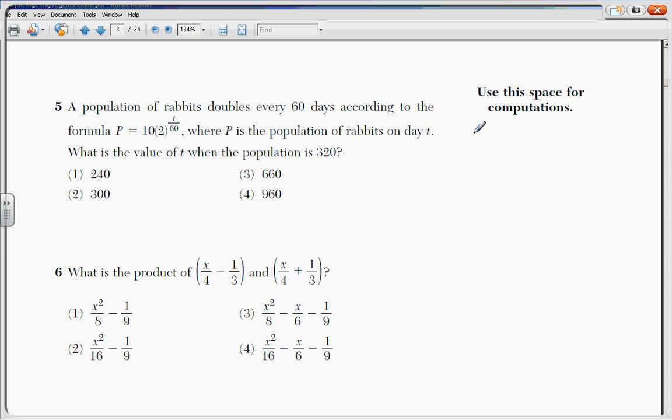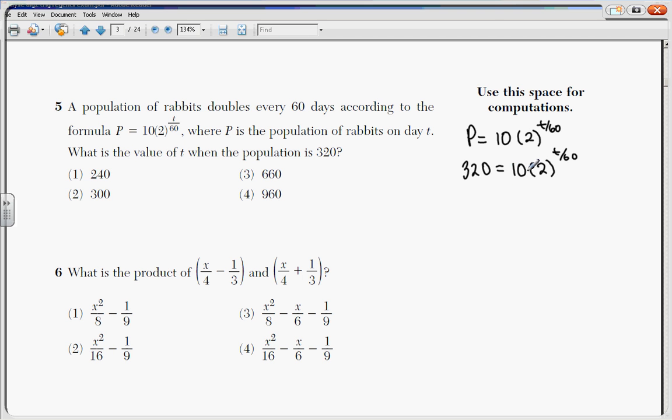So the formula for population growth is P equals 10 times 2 to the T over 60. Now I know our population is 320, so I'm going to have 320 equals 10 times 2 to the T over 60. So the goal here is to solve for T. How do we do that? I need to eliminate this power first, and then this coefficient first, and then we'll go from there.